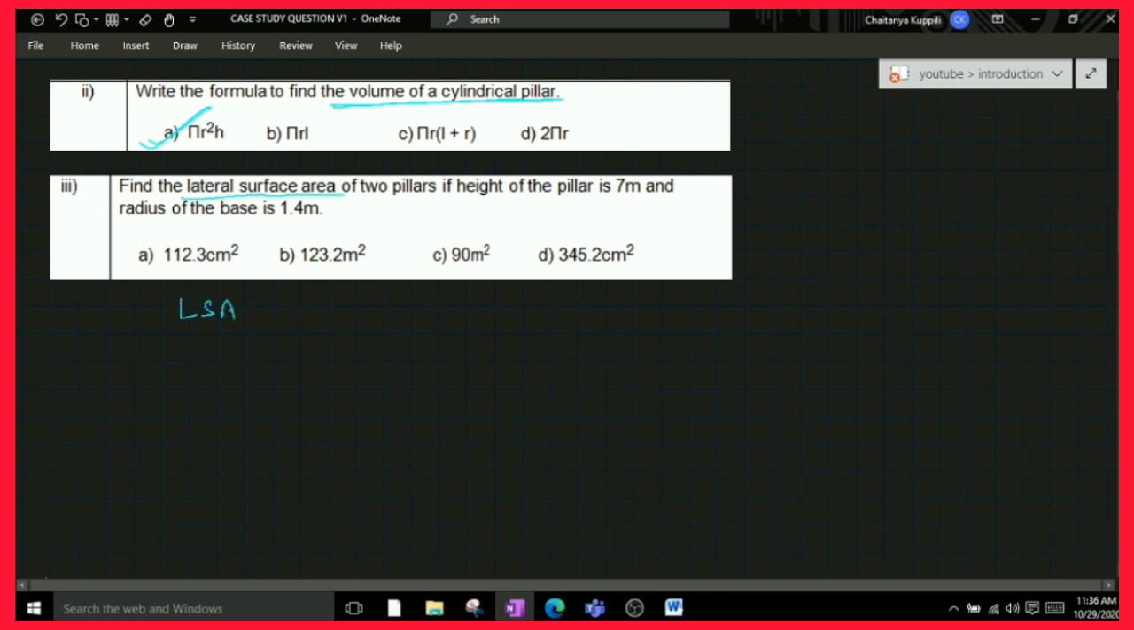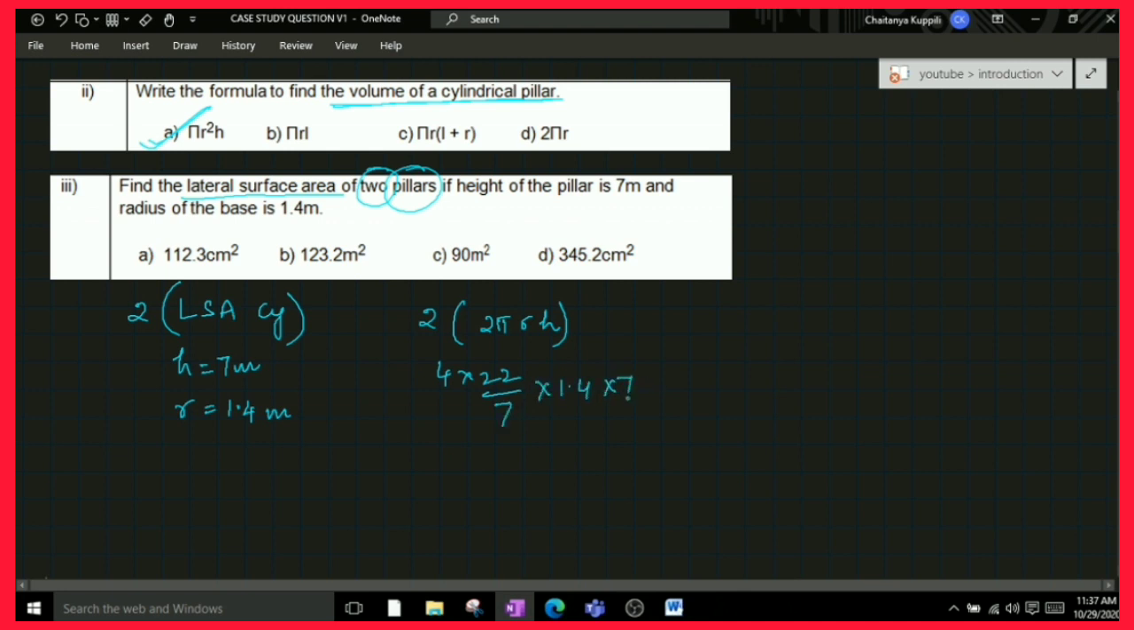Moving on to question number 3, find the lateral surface area, LSA, of two pillars. Pillars in the sense here cylinders. So 2 LSA of cylinders of height h is 7 meters and r is 1.4 meters. Then directly you apply the formula 2 into 2 pi r h. Then 4 into 22 by 7 into r is 1.4 into h is 7. When you cancel these, you will be getting 123.2 meter square. So this is the answer for this.